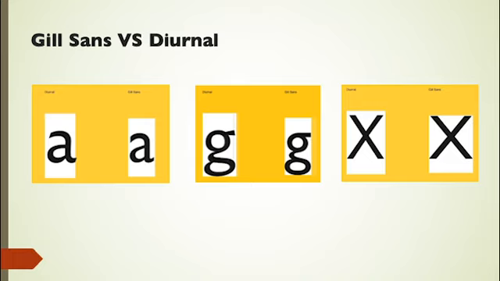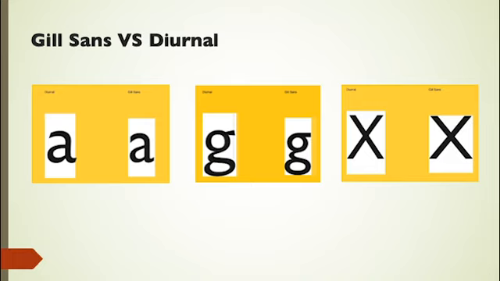A common characteristic of Gill Sans is that it uses a lot of straight edges on its peaks, spurs, ears, etc. The Diurnal's bowl is also more open and loose, and when it connects to the stem, it has a thinner weight. The Gill Sans is more rigid and slightly more dramatic in its weight contrasts.